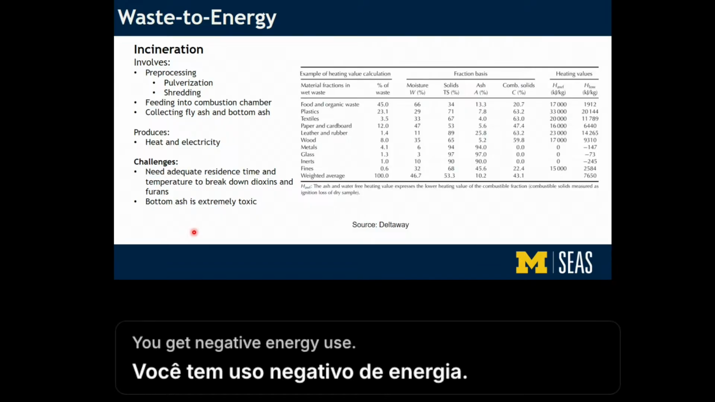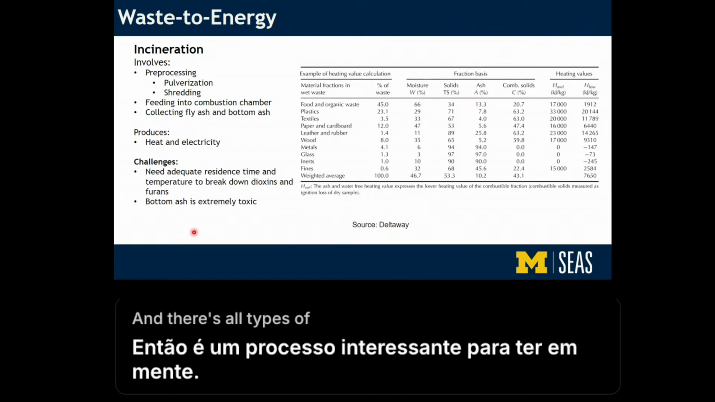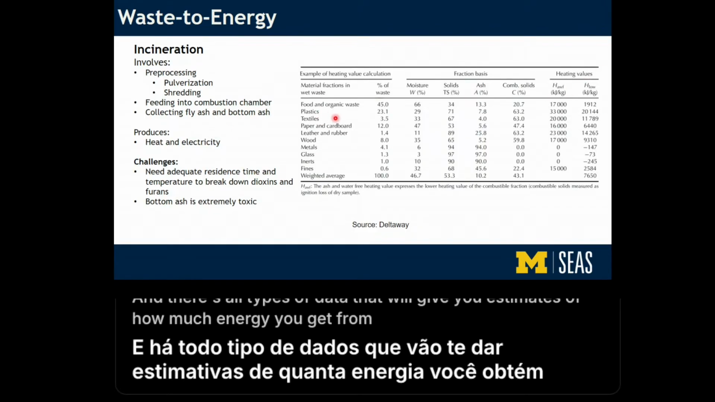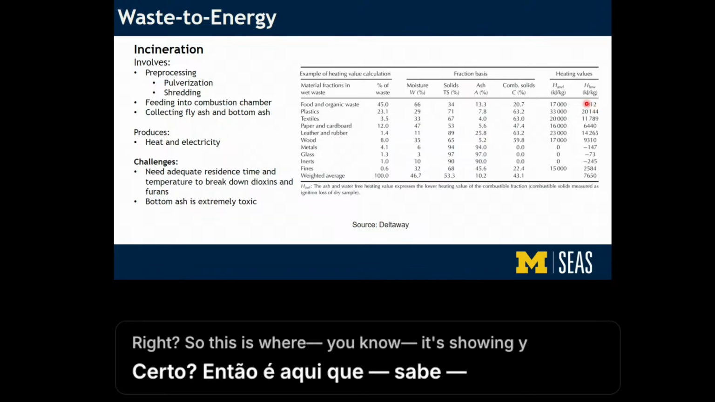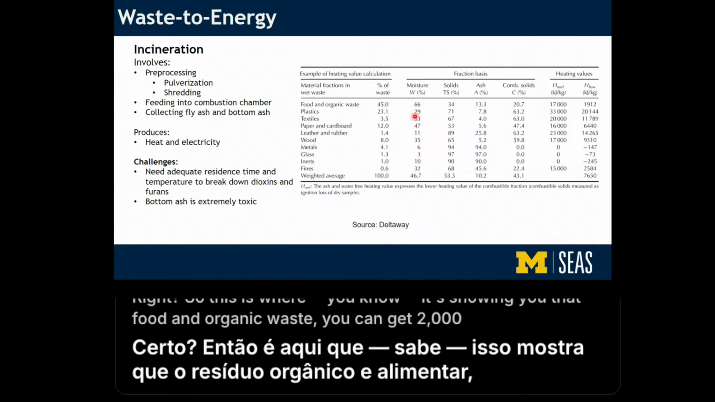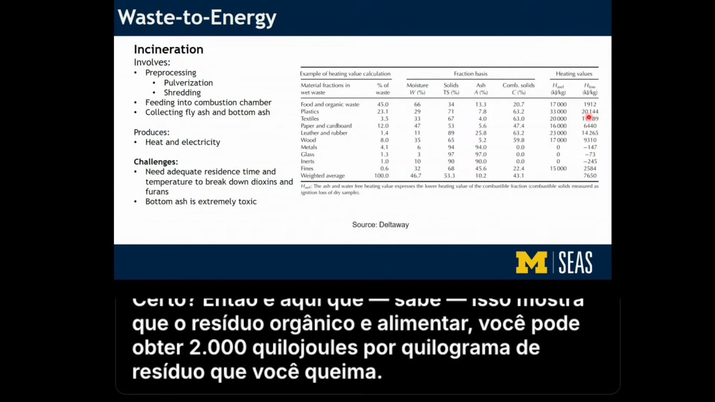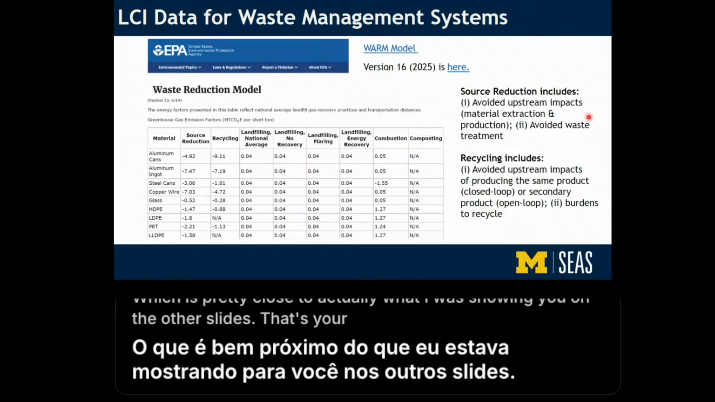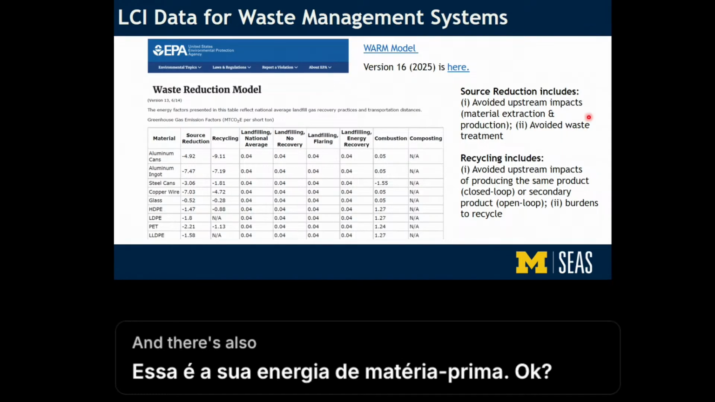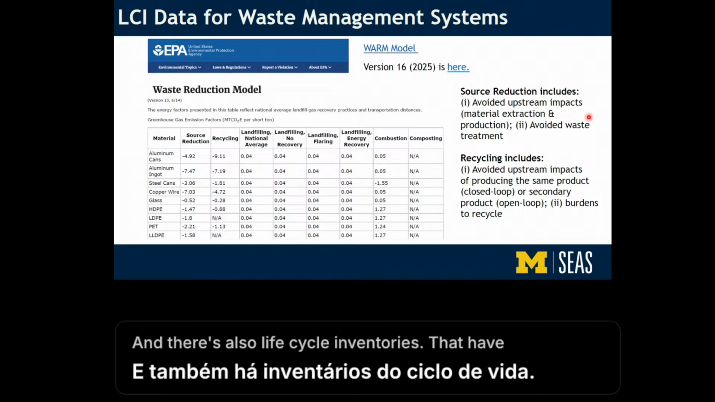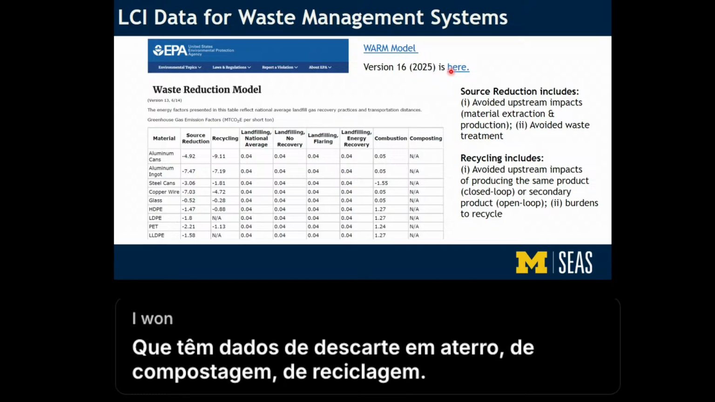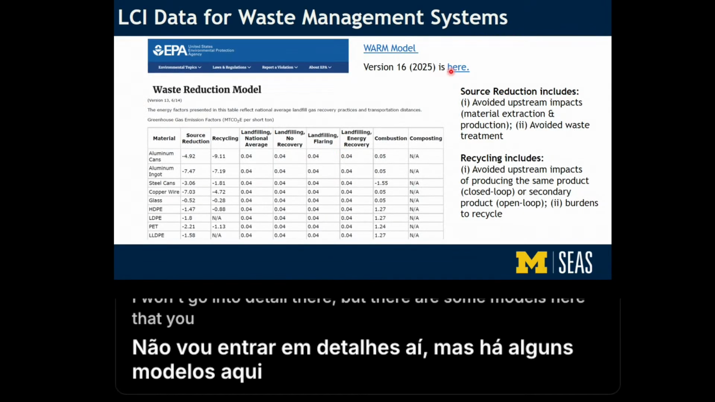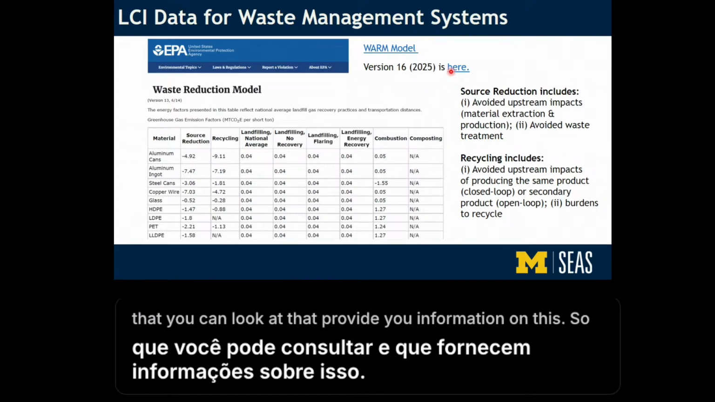And there's all types of data that will give you estimates of how much energy you get from burning something, right? So this is where, it's showing you that food and organic waste, you can get 2,000 kilojoules per kilogram of waste that you burn. If you burn plastics, you can get 20,000 kilojoules per kilogram, which is pretty close to actually what I was showing you on the other slides. That's your feedstock energy. Okay. And there's also life cycle inventories that have data for landfilling, for composting, for recycling. I won't go into detail there, but there are some models here that you can look at that provide you information on this.